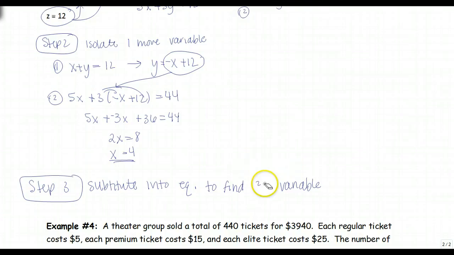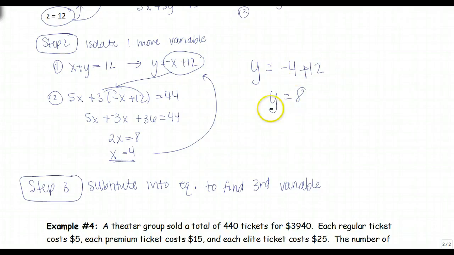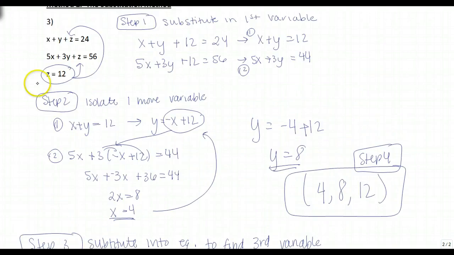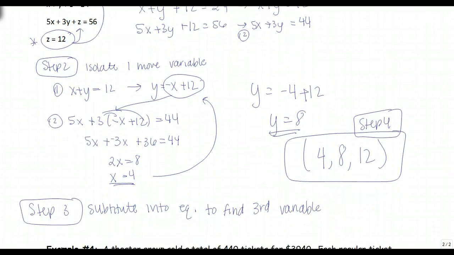Actually, it's the third, right? They gave us one to begin with. So I'm going to write third. So I need to take x and plug it back in up here. So y equals negative 4 plus 12. So y equals 8. So I've got 4, 8, 12 as my ordered triple as step 4. So substitution isn't bad, but we really truly only want to use it when we have one variable isolated. Otherwise, it does get very tricky.